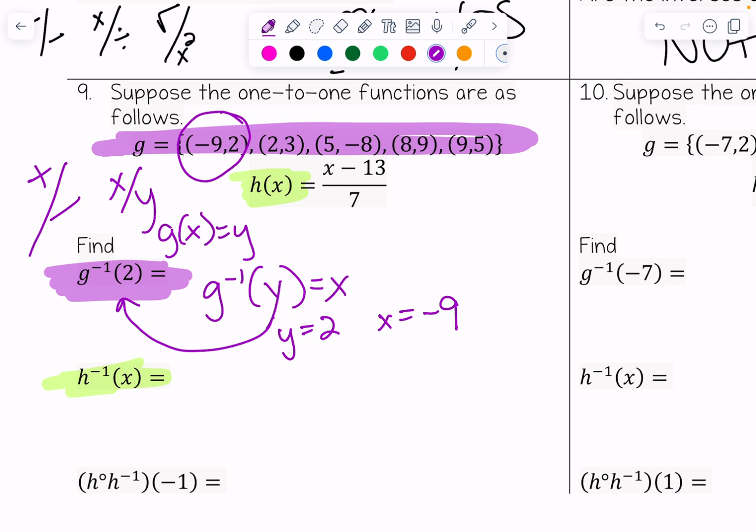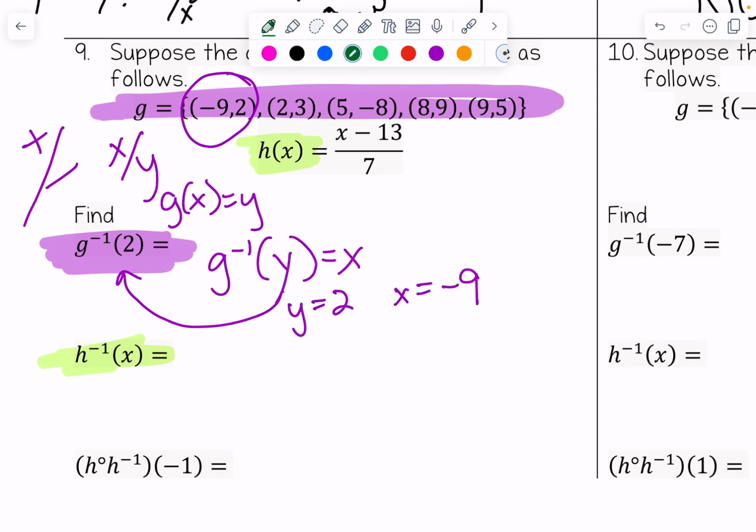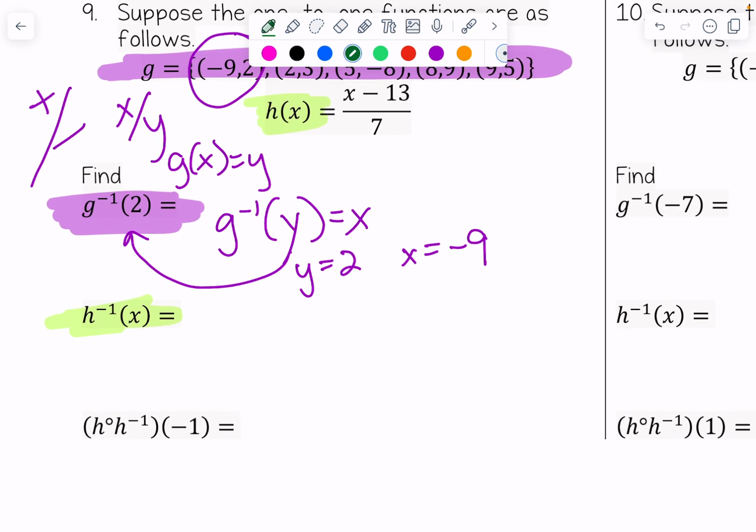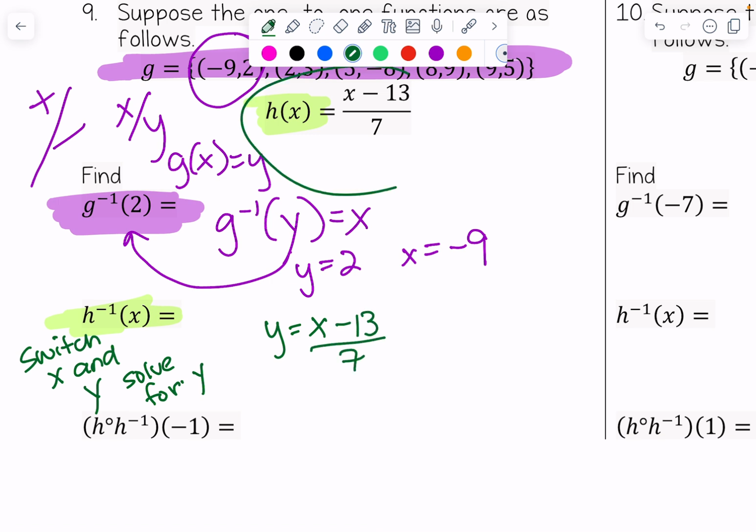Now let's go ahead and try the next one. We are going to try this one. So we have to say, how do we find the inverses of h of x? Well, if I'm doing the inverse, I need to switch x and y. And then I need to solve for y. So let's go ahead and do that. Right now, I have y equals x minus 13 divided by 7. That's what I have right now. What I'm going to do is I'm going to switch the x and the y. X equals y minus 13 all over 7.